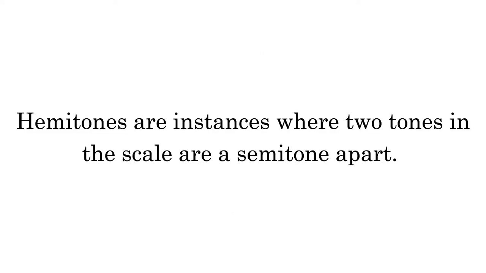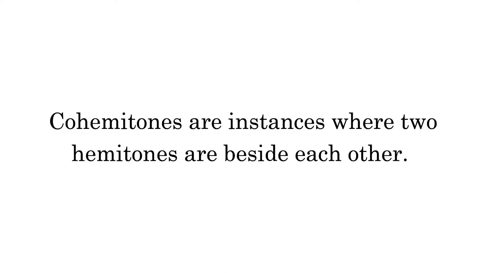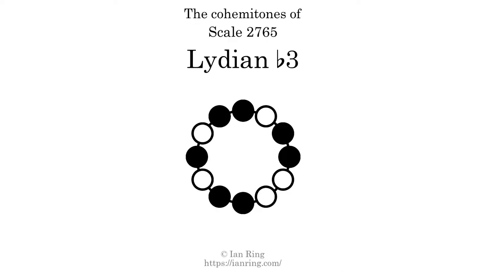Hematones are instances where 2 tones in the scale are a semitone apart. This scale has 3 hematones. They are at positions here, here, and here. Cohematones are instances where 2 hematones are beside each other. This scale has no cohematones.